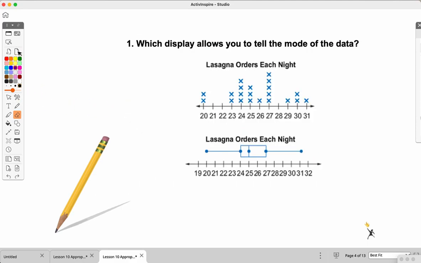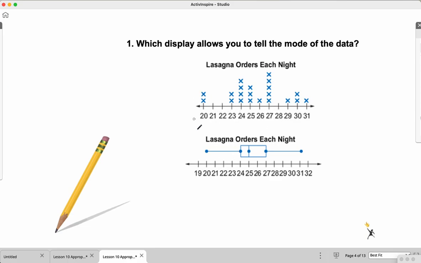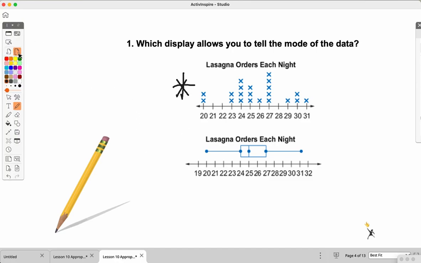So let's start with just looking at some graphs. Which graph tells us where we can get our mode? Can we find mode from a box and whisker plot, or from a line plot? While I can find all my measures of variation from a box plot, I cannot find mode. Mode is only going to be found by using a line plot. So if I'm asking about mode, I want to be sure I'm looking at a line plot for that data.